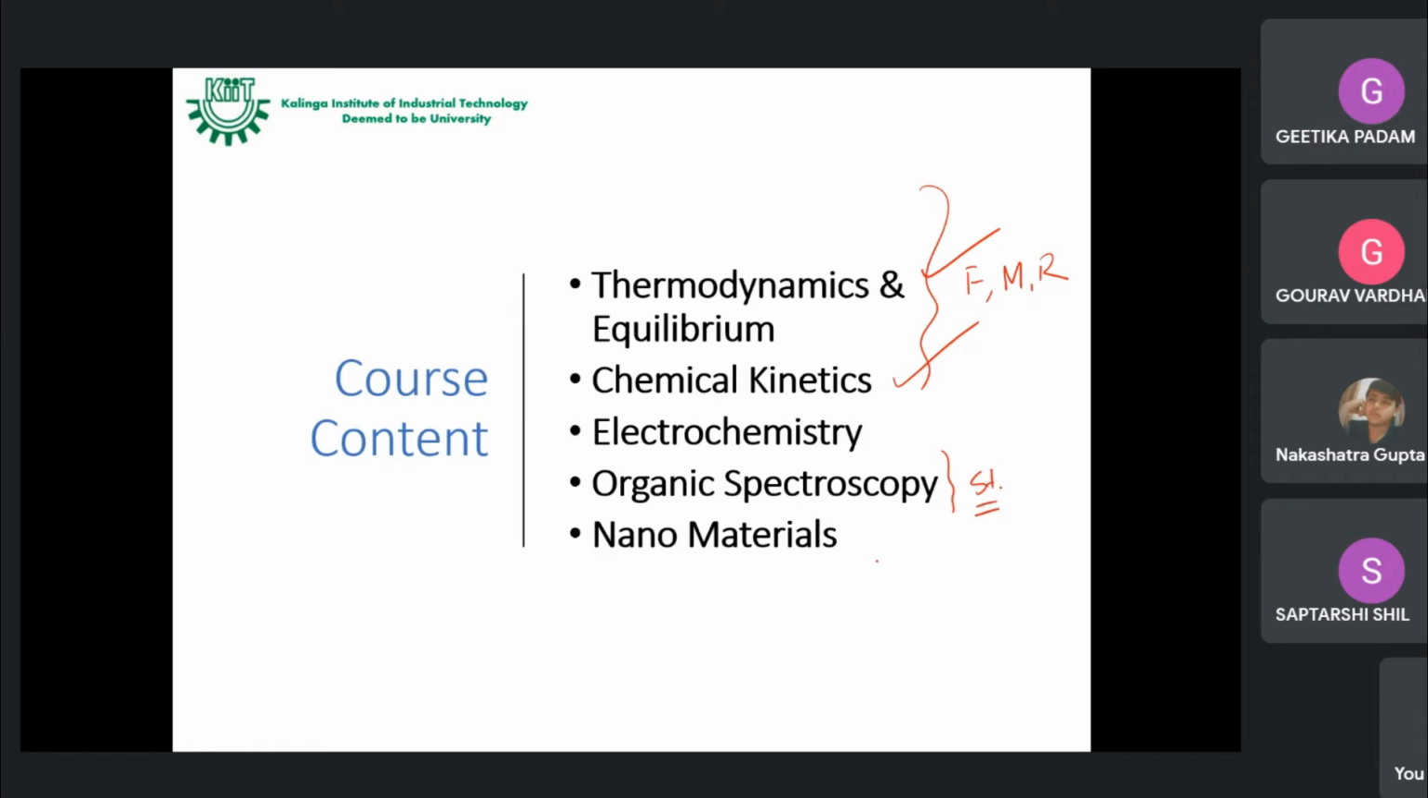Okay. And you can see we have one more topic in between, that is electrochemistry. Why have we kept electrochemistry? The logic is that electrochemistry has a lot of applications in energy storage, and particularly for that purpose we have kept it.